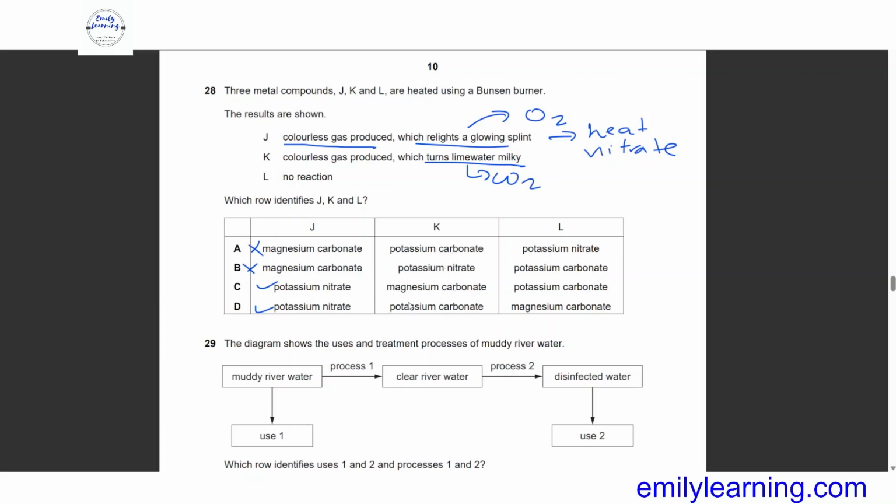Something about carbonates: group 1 carbonates do not undergo this decomposition reaction, because they are stable. So in other words, potassium carbonate will not undergo this reaction to produce CO2. Only magnesium carbonate will. So the one that has no reaction is potassium carbonate because it's stable to heat. Group 1 carbonates are stable to heat. You can heat them for as long as you like. You won't get CO2. So therefore, L, which is potassium carbonate, when you heat it, you do not get CO2 gas. So the answer for 28 is C.